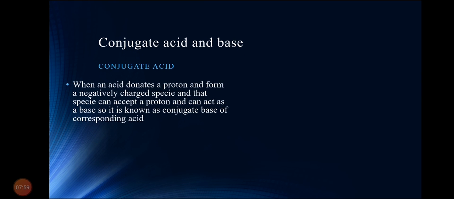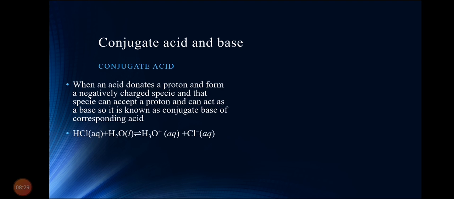Conjugate base: when an acid donates a proton and forms a negatively charged species. Notice that when HCl is dissociated, HCl donates a proton, that is H+ ion, and as a result a negatively charged chlorine ion is produced, that is Cl- ion. That Cl- ion can accept a proton, so it can act as a base. It is known as the conjugate base of the corresponding acid.